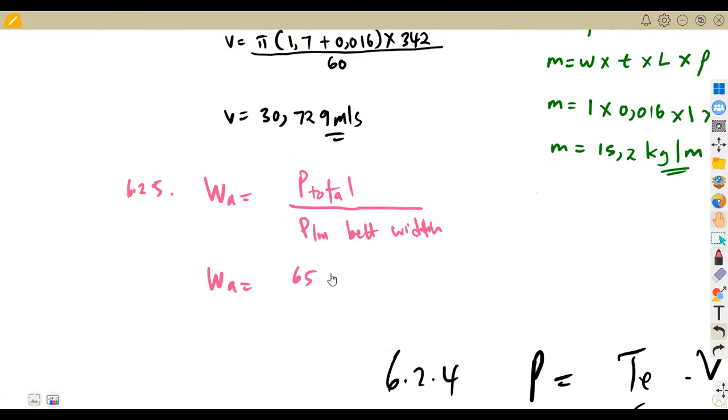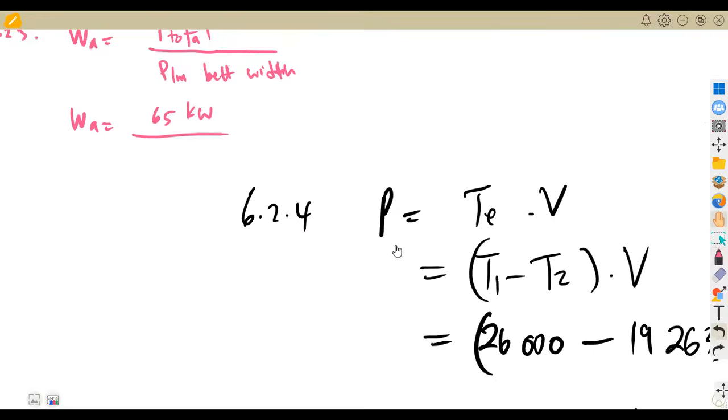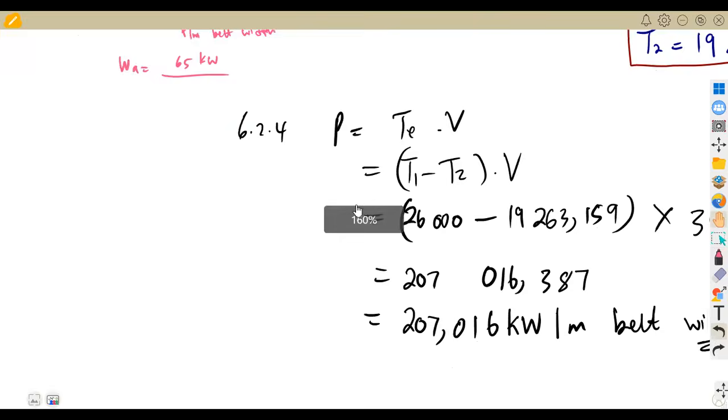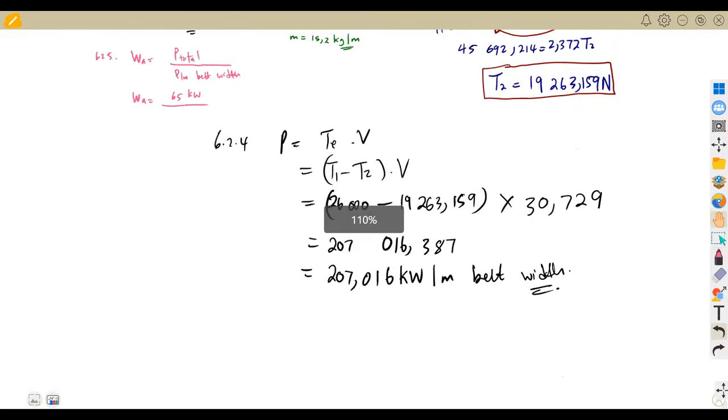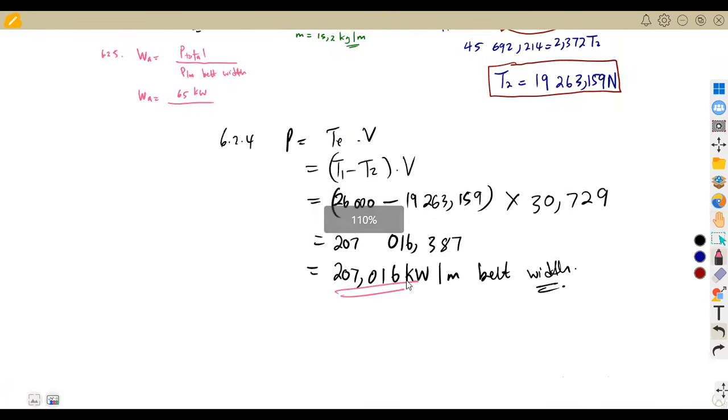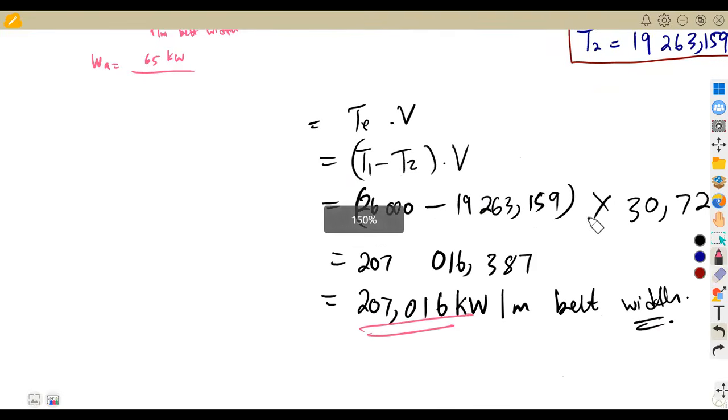Remember, the power here was also in kilowatts, but kilowatts per meter. Sorry, guys. Then the power that we calculated here, that is transmitted per belt width, we got 207,016. Let me just remove this, but I just need the answer here. Take note about the units there. This is 207,016, which is in kilowatts per meter.